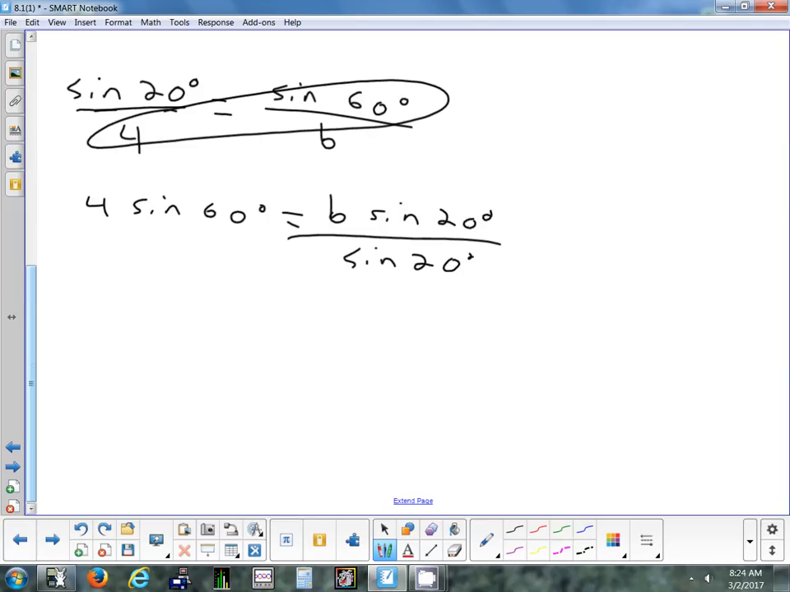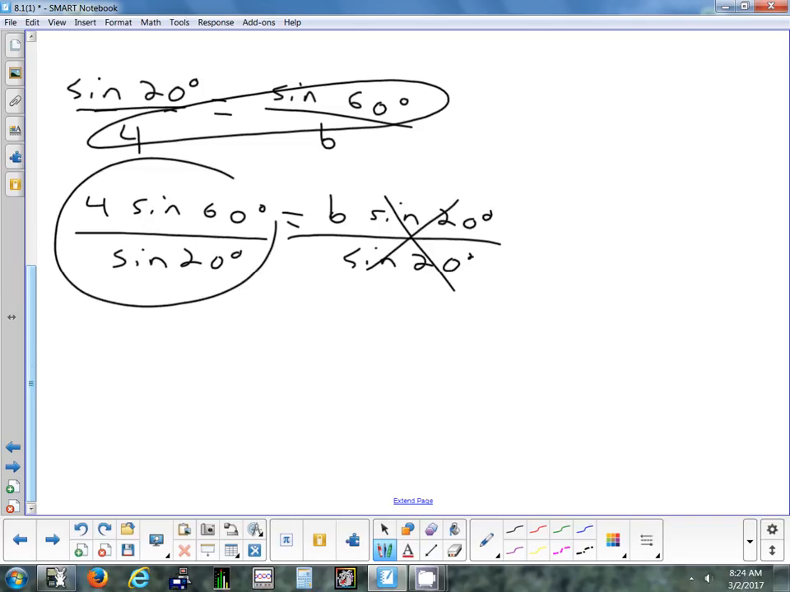Do not use a calculator till the very last step. Okay, I don't want you to round off the sine of 20 right now. I want you to only round once in every problem. Okay, so that's gone, and there's our answer for b. Now we'll type that in.